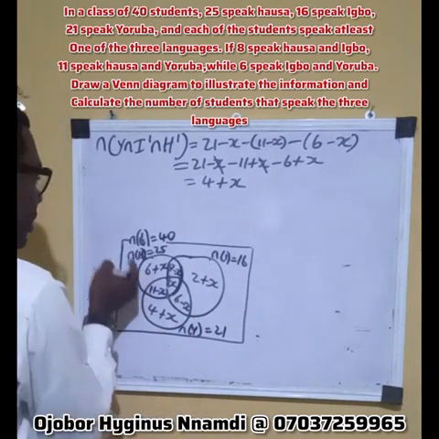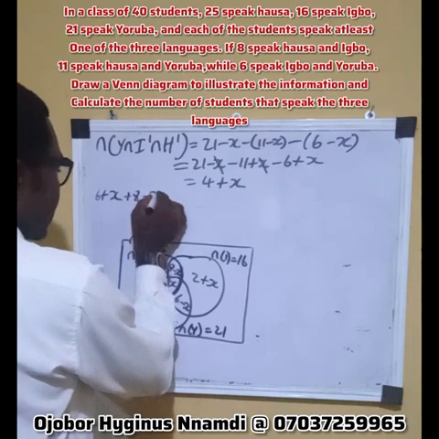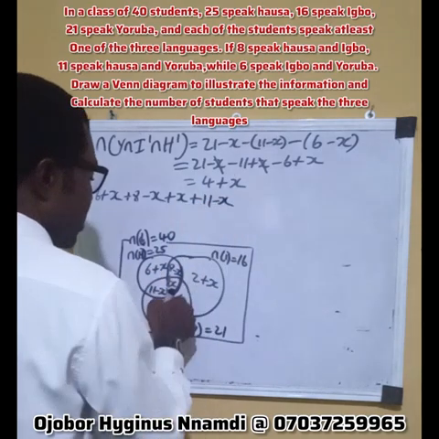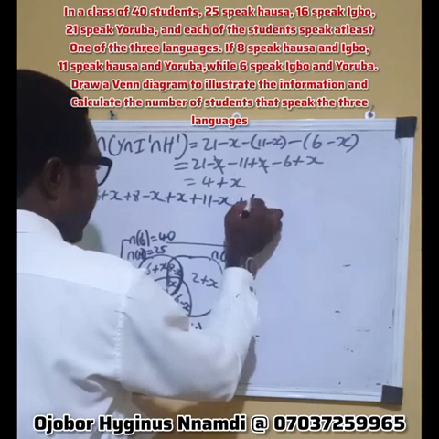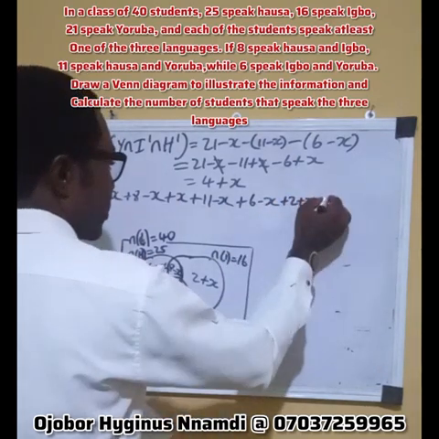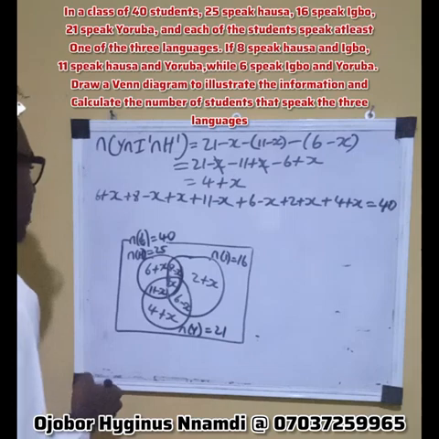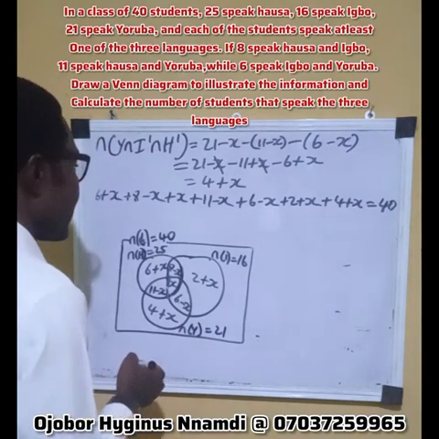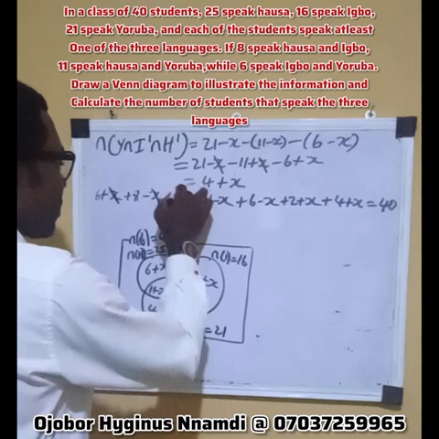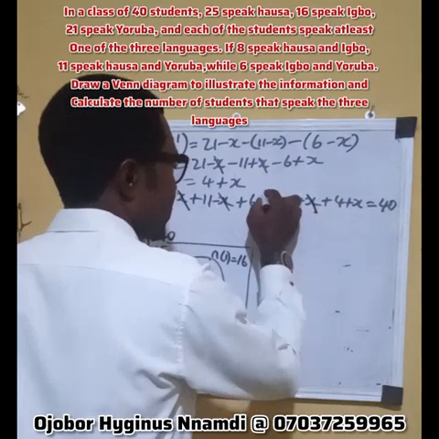So the subsets we have here are 6 plus x plus 8 minus x plus x plus 11 minus x plus 6 minus x plus 2 plus x and plus 4 plus x. It should equal 40 because that's the total number of students. So we begin to collect like terms. Plus x here and minus x here will go because x minus x is 0. Plus x here, minus x here will go because x minus x is 0. Plus x here, minus x here will go.